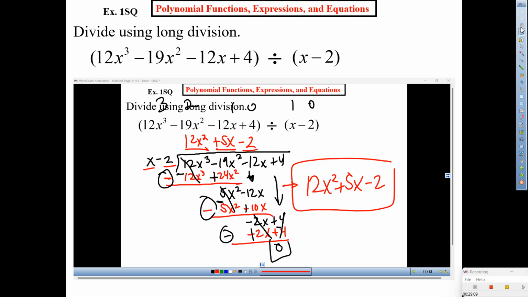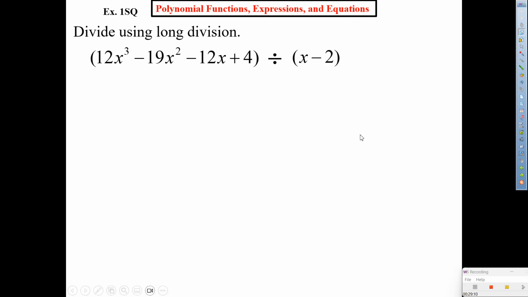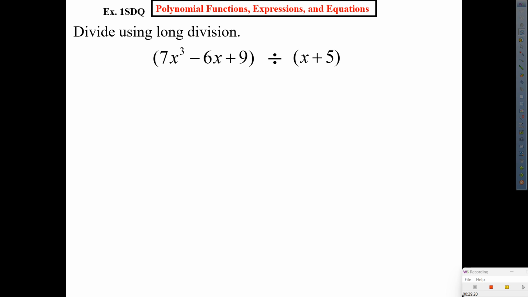Make sure you're following along, because I'm about to add a little bit more crank to it. Ready? Let's go! Copy this one. Example 1, super duper cube. 7x cubed minus 6x plus 9 divided by x plus 5. This is a tiny bit different, and it does make a difference.